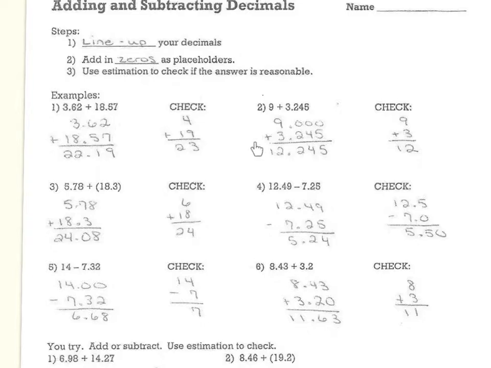For number 2, your answer is 12 and 245 thousandths. Number 3, your answer is 24 and 8 hundredths. Number 4, your answer is 5 and 24 hundredths. Number 5, your answer is 6 and 68 hundredths. And number 6, your answer is 11 and 63 hundredths.